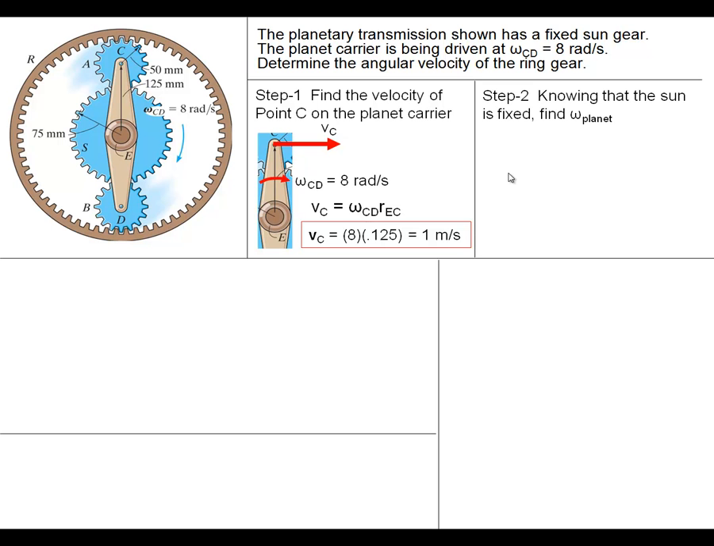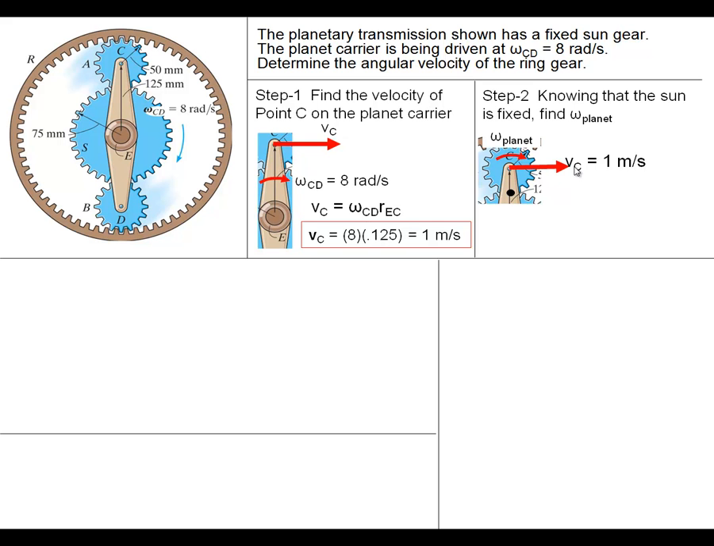Okay? Now knowing that the sun is fixed, let's find the omega of the planet gear. So we know that the sun gear is fixed. So we're finding now the omega of the planet. And if the sun gear is fixed, then this point where the sun and the planet gear are meshing must not be moving, because the sun gear is not moving, and the planet gear meshes with the sun gear at that point. So the tooth that meshes with the sun gear must not be moving. So if that point there is not moving, we can treat this planet gear as if it were rotating about that fixed point right there.